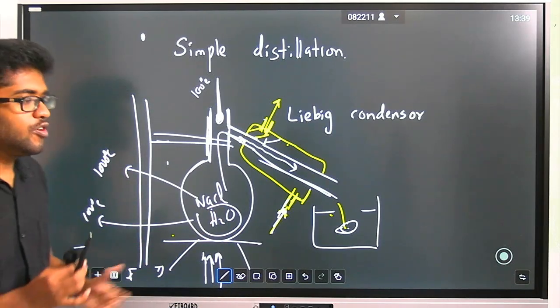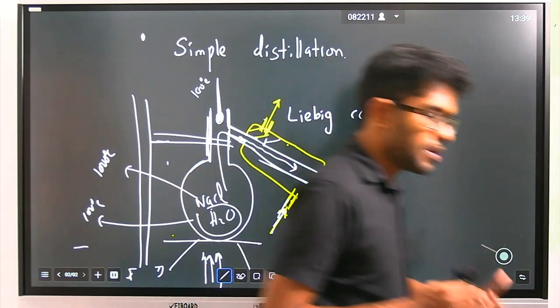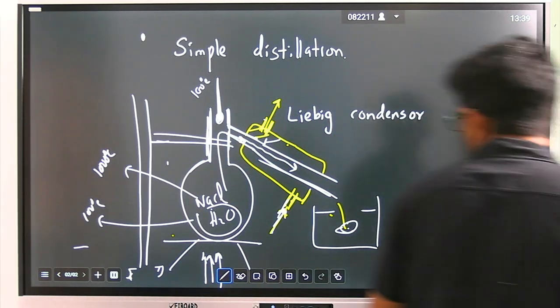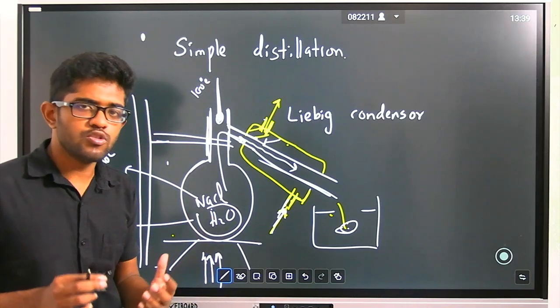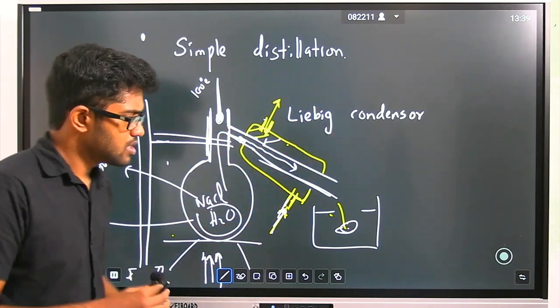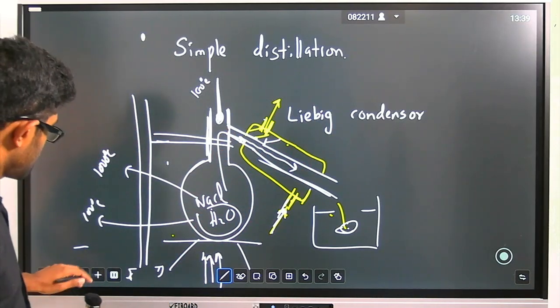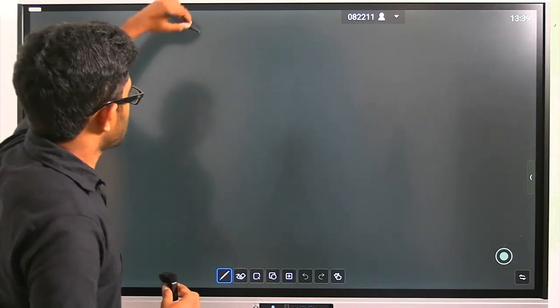Right? That's it for simple distillation, which is the simplest part, right? That's easy. Normally they won't ask questions from this because this is easy. They can ask a very little amount. But generally they will ask you the fractional distillation part and the steam distillation part. So we'll continue. Right, then you have the fractional distillation part.